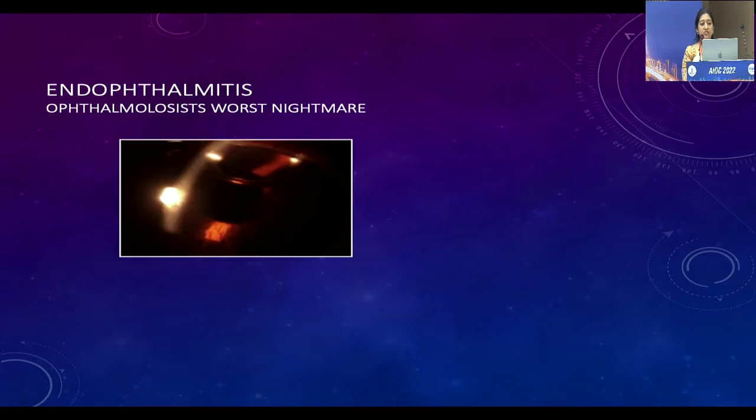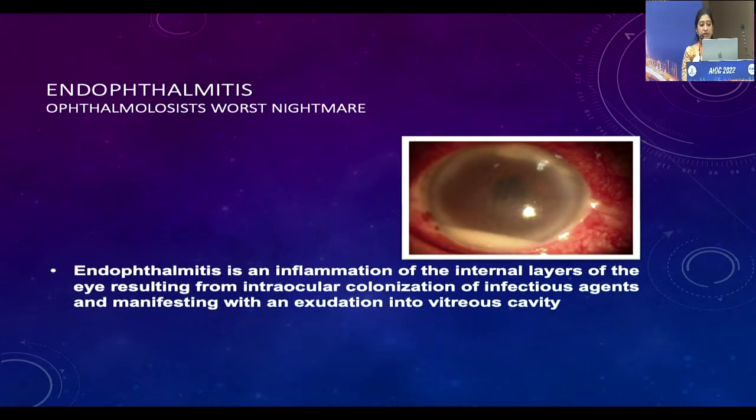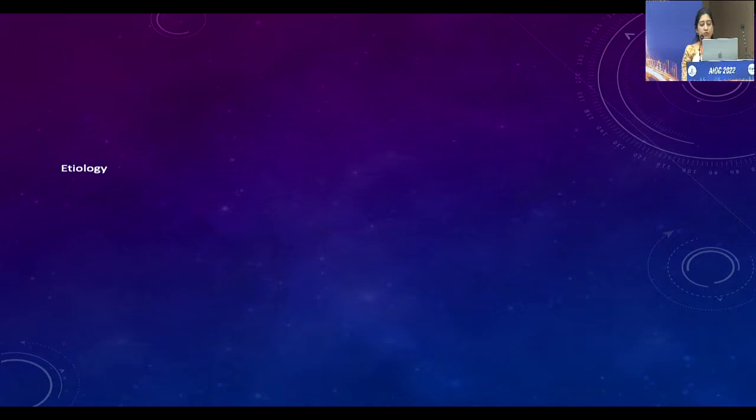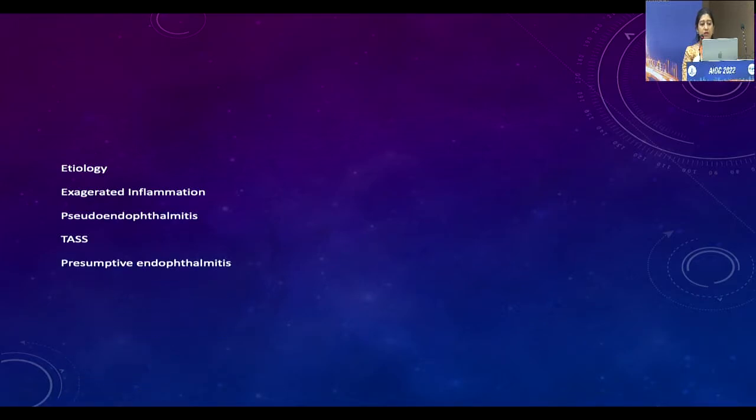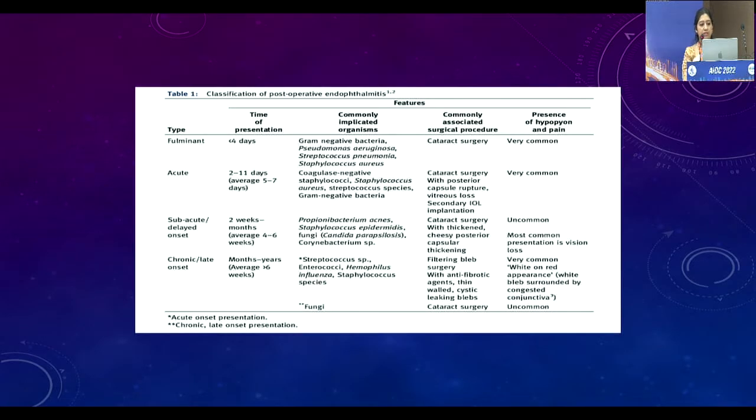Endophthalmitis. It is the worst nightmare of any ophthalmologist. So we will be covering this topic under etiology, exaggerated inflammation, what is pseudo endophthalmitis, how to differentiate TAS from endophthalmitis, and what is definitive endophthalmitis.